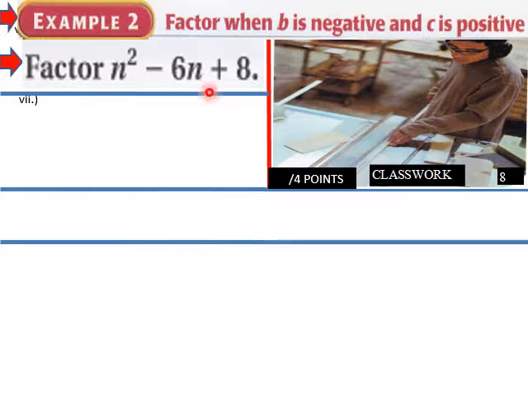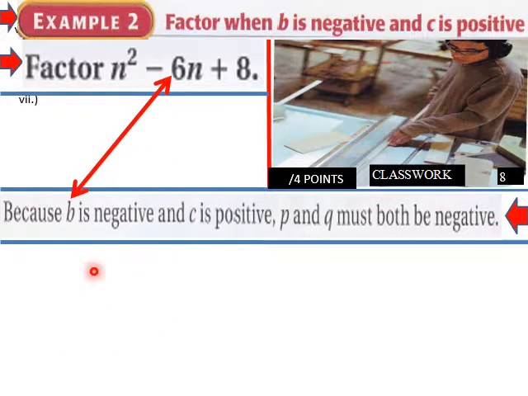Factoring when b is negative and c is positive. So b is negative and then c is positive there. So what do we do there? Because b is negative and c is positive, p and q must both be negative. So to make our situation here negative, p and q must both be negative in that situation.